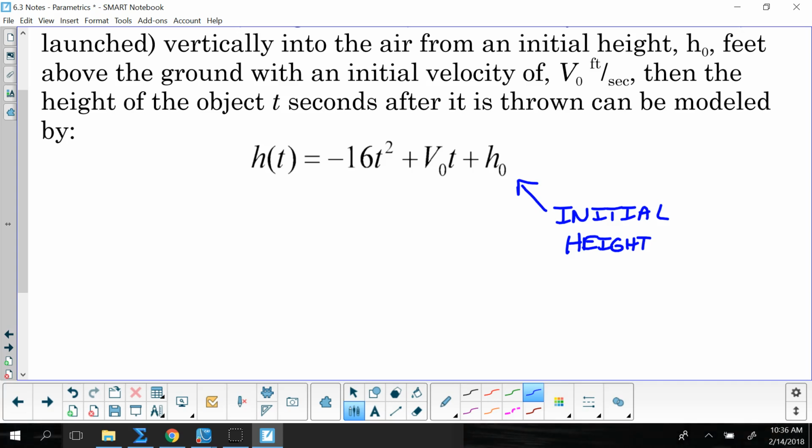The next component that you'll have to deal with is this V sub 0. And V sub 0 is my initial vertical, hence the V, velocity.